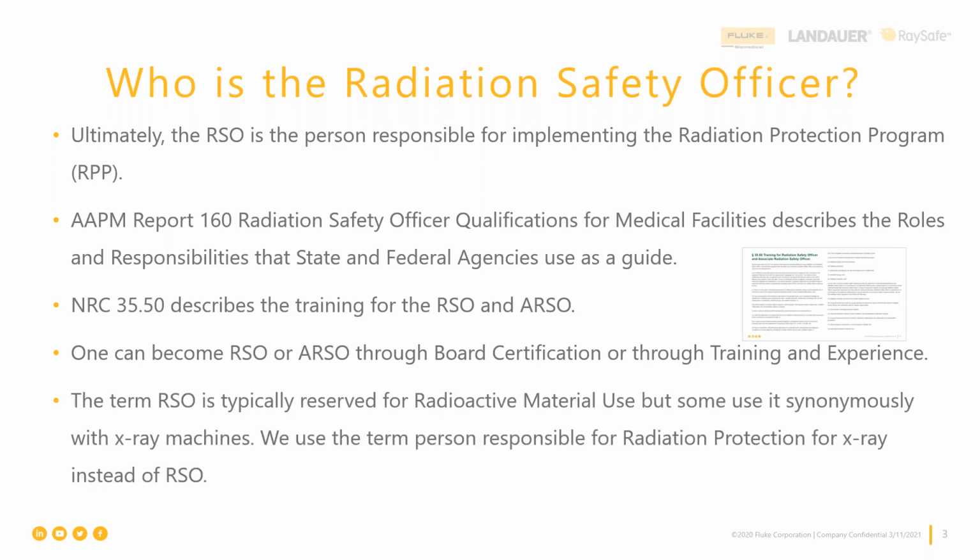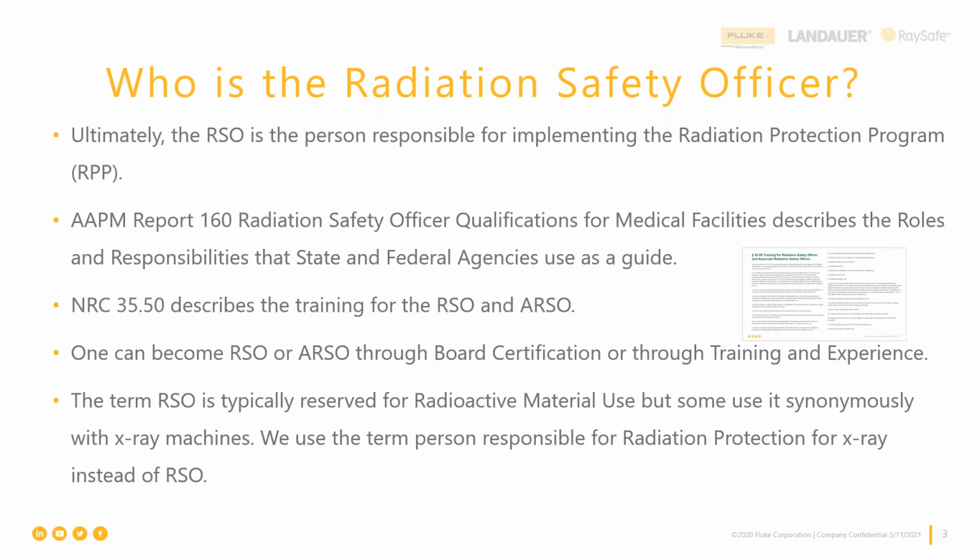Now, the term RSO, or radiation safety officer, is really used kind of loosely in a lot of areas, but we try to reserve it for radioactive material use. It is kind of used synonymously with X-ray machines. We try to separate that term with person responsible for radiation protection. This is also different in a lot of states. Some states specifically use RSO on their forms, regardless of what the radiation type is, and other states use different nomenclature. IRRP, the individual responsible for radiation protection, it's kind of different everywhere.